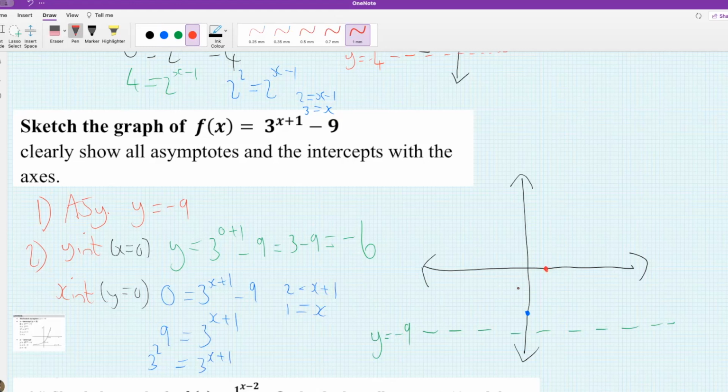All right. So is this taking off or is it coming in for landing? It is taking off. And this value here is going to be minus 6. And this value here is going to be 1. And the equation of the graph is going to be f.